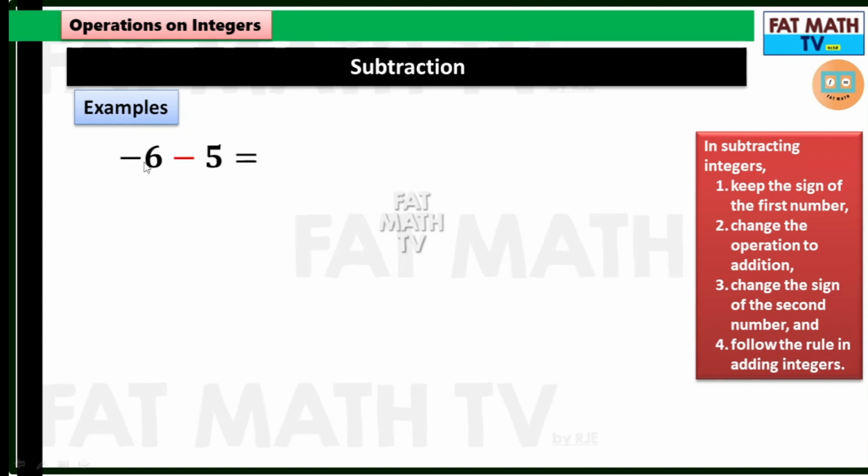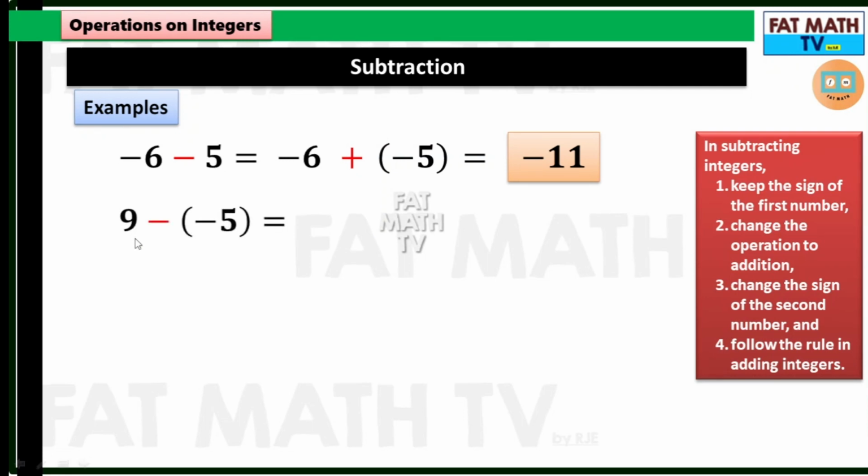For example, negative 6 minus 5. We are subtracting a positive 5 from negative 6. So what we do is keep the sign of the first number. The first number here is negative 6, so just copy that. Change the minus, or the operation, to addition. So instead of subtraction, make it addition. And instead of subtracting positive 5, add negative 5. And then follow the rules in addition. So negative and negative, we are adding 2 negative numbers. So we have to add their absolute values, that is 11, and copy the sign which is negative. So negative 6 minus 5 is negative 11.